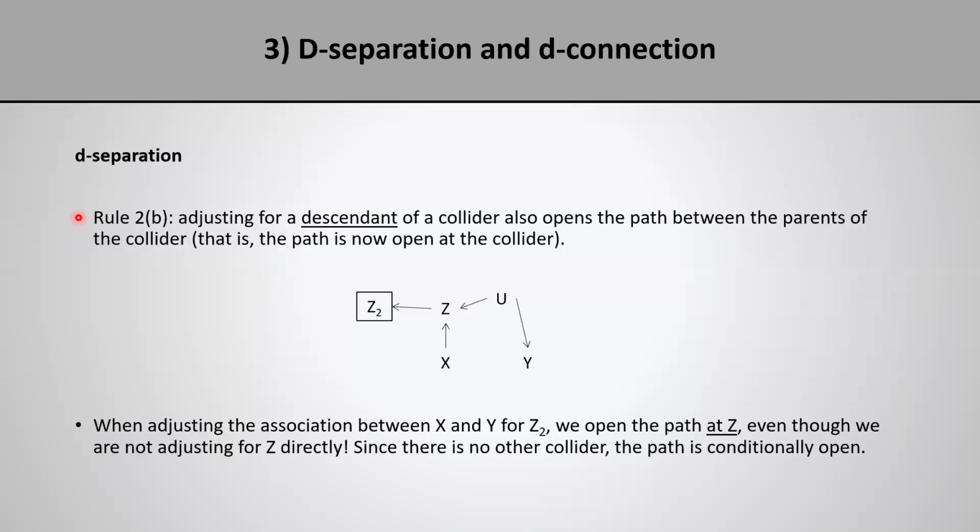And there is a second part to rule 2, which is that adjustment not only for a collider, but also for a descendant of a collider also opens the path between the parents of the collider. So for example, here we have the path, again, x, z, u, and y, and we have z2, which is a descendant of z, and we are conditioning on z2 as indicated by the box around z2. And according to rule 2b, we would say that the path between x and y is now open at z because we are conditioning on a descendant of the collider z, and because the path contains no other collider, then we would say that x and y are d-connected given z2.